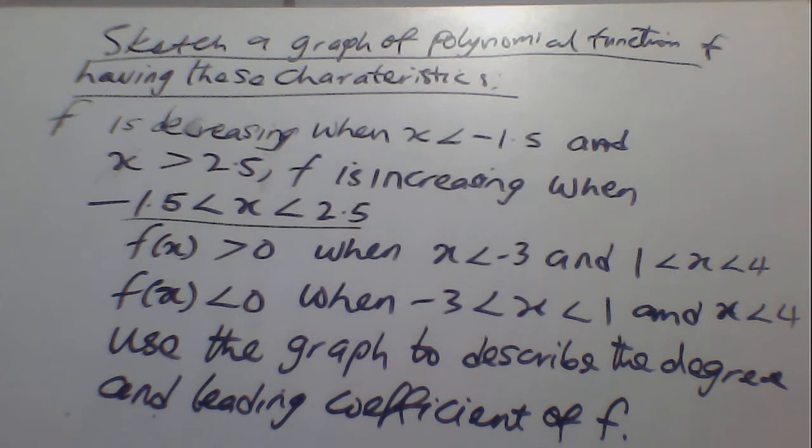Two points are given. F of s is greater than 0 when s is less than -3, and in this case, 1 is less than s is less than 4. Also, you are given that f of s is less than 0 when -3 is less than s is less than 1, and s is greater than 4. Use the graph to describe the degree and the leading coefficients of f. If you have gotten the solution, the equation, you can write it down so that we proceed.